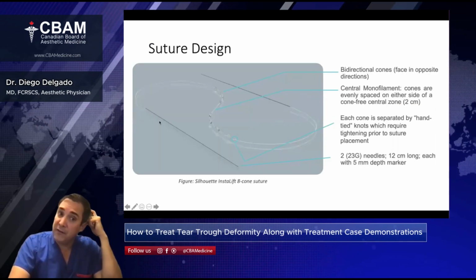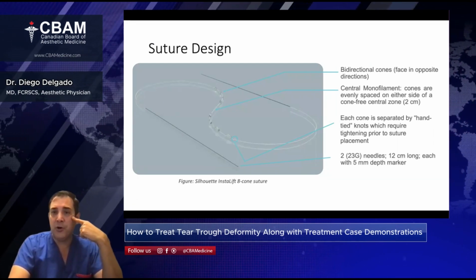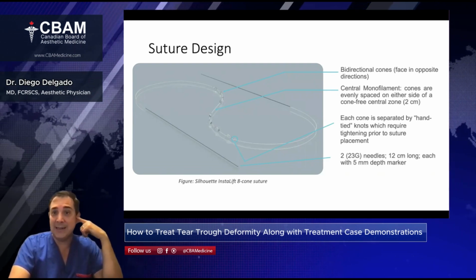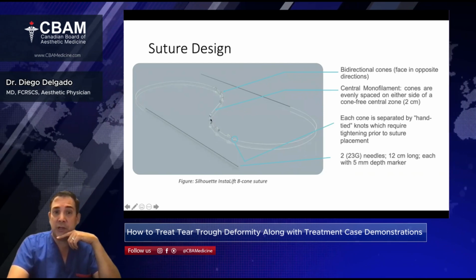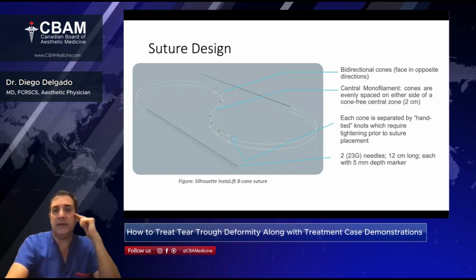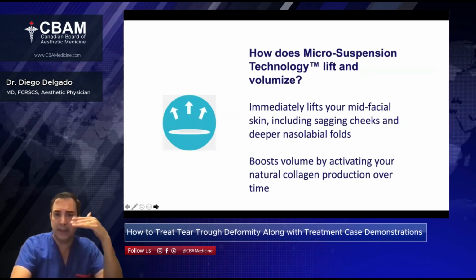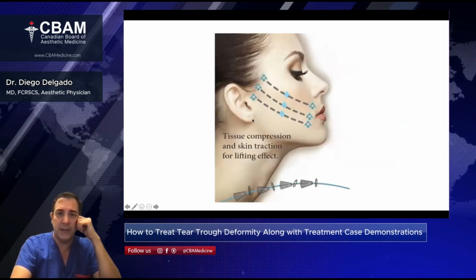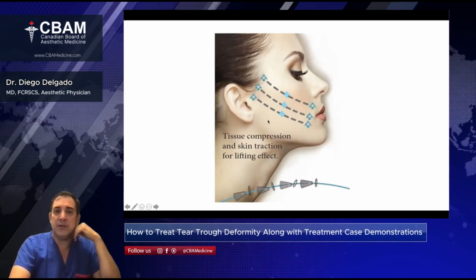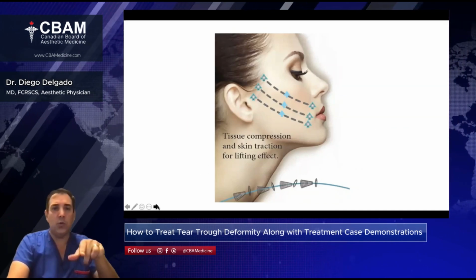These are the sutures. You have 2 large needles with 1 entry point and then 2 exit points, 1 medial and 1 lateral. There are bidirectional cones that you then anchor and you pull. You can displace even a few centimeters the skin of your patients by using this technique. You can again get a nice lift and volumization, and this is how it works. Usually we use 3 to 5 sutures per side, depending on the axis of mobilization that you want to achieve.